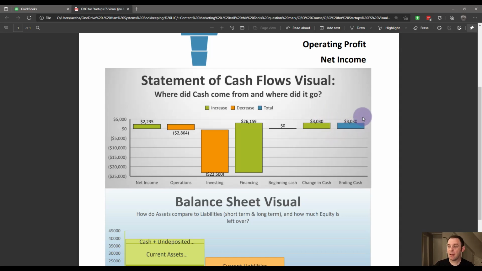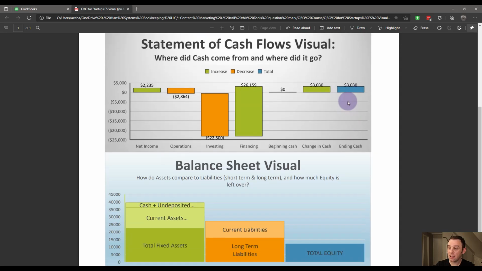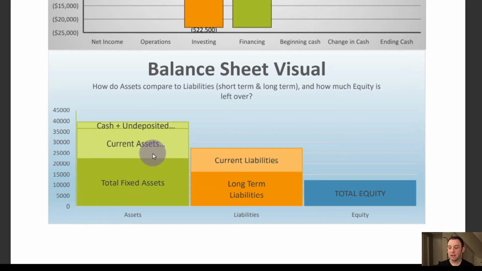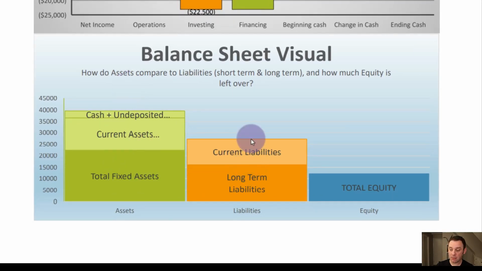So the statement of cash flows ends with cash. Awesome. So where does that go? Well, cash goes to the top portion of the balance sheet. And how does that contribute to the rest of your assets? Okay, so notice we have more assets than liabilities. Okay, that's good. We have positive equity. Awesome. But the shaded areas. Notice we have current assets and current liabilities. Think of 12 months when you hear the word current.